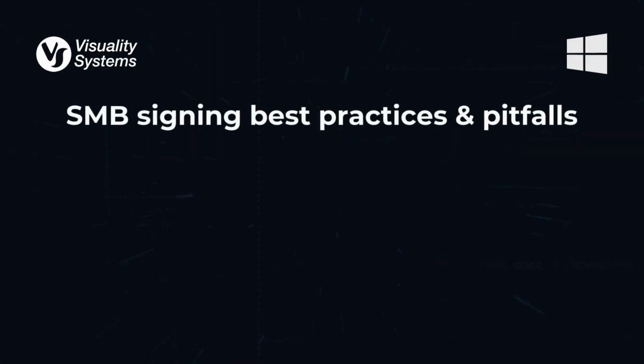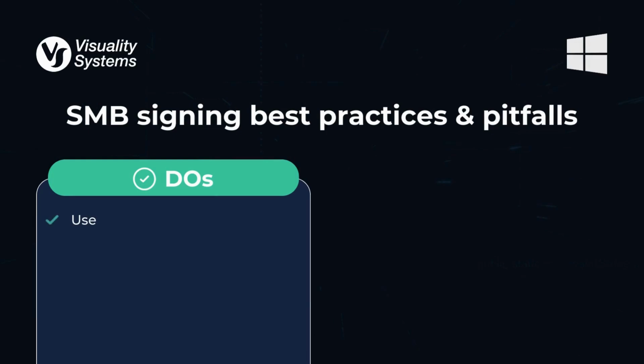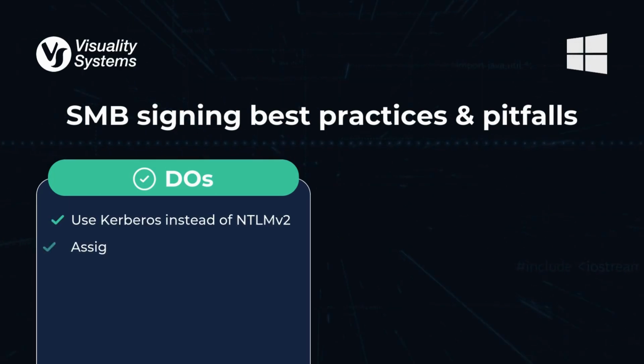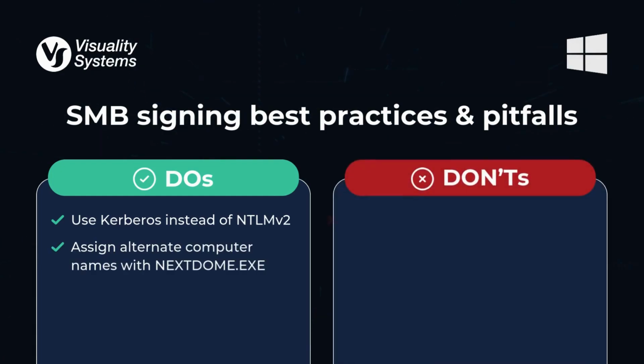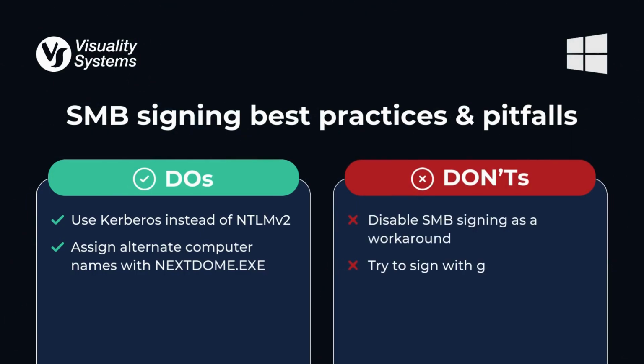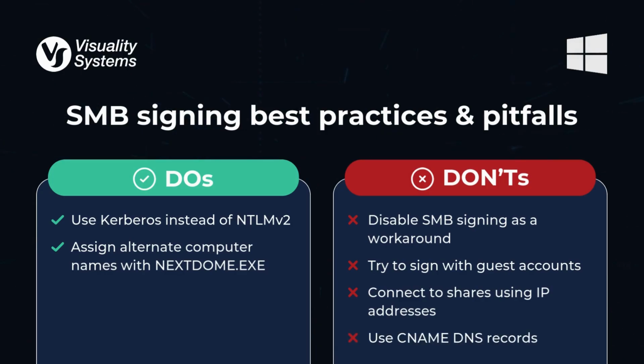Here are some important do's and don'ts when working with SMB Signing. Use Kerberos instead of NTLMv2 for secure authentication. Assign alternate computer names using the NETDOM tool. Don't disable SMB Signing as a workaround. Avoid signing in with guest accounts. Never connect to shares using IP addresses. Refrain from using CNAME DNS records for SMB connections.